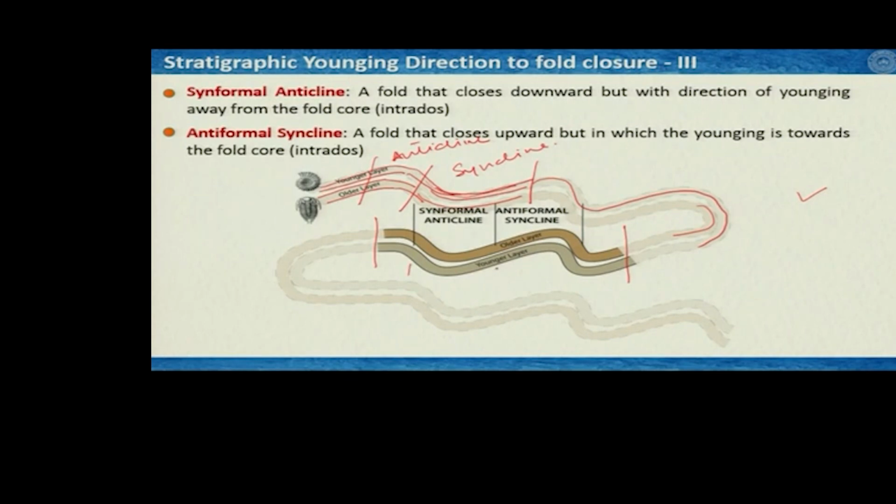In that case, this structure is a synform because it is closing downwards, it is closing this way. The structure next to this, the folded structure, is an antiform because it is closing upward. However, we see that in this synform, the younger layer is away from the fold core. So this is actually an anticline. Therefore, we name it a synformal anticline. And similarly, in this antiform, the Younging layer is towards the fold core. So this is an antiformal syncline. So we learned a series of terminologies related to fold geometry and their stratigraphic Younging directions: synform, antiform, syncline, anticline, synformal anticline, antiformal syncline, and anticlinorium and synclinorium.